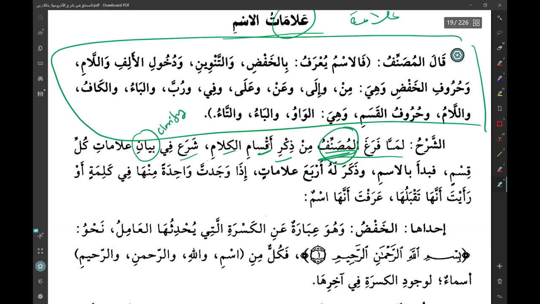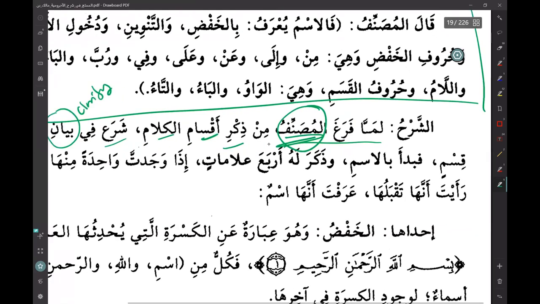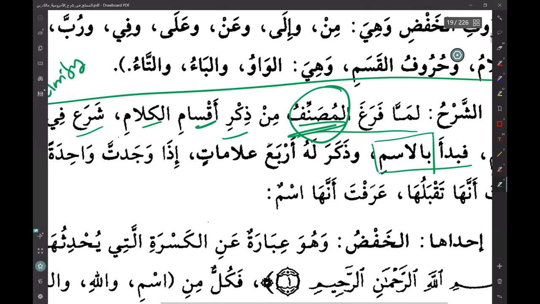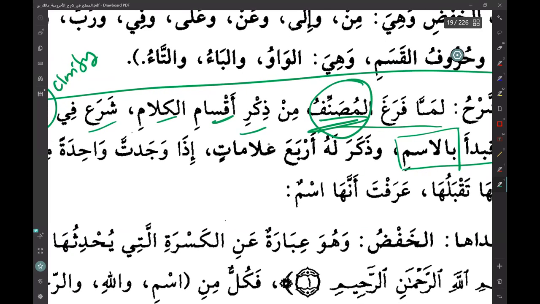So he began clarifying what the signs of every qism, every part. After he finished talking about the different parts of speech, he started talking about the signs of them. How do we understand? فَبَدَأَ بِالْإِسْمِ. So he started with the ism, وَذَكَرَ لَهُ أَرْبَعَ عَلَامَاتٍ.